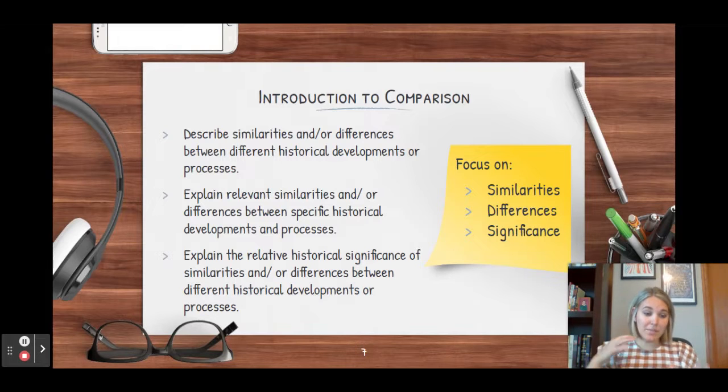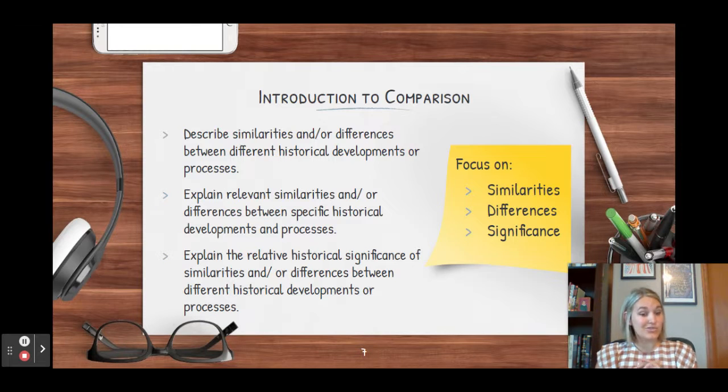So what we're going to be spending quite a bit of time on at the group meeting is the skill of comparison. You absolutely are going to encounter this skill in the AP class throughout the entire year. It's one of the 3 main historical reasoning processes. Causation, comparison, and continuity and change over time. So what you're looking at here is being able to describe and explain similarities and differences, and then taking it one step further to be able to describe the significance of those similarities and differences.